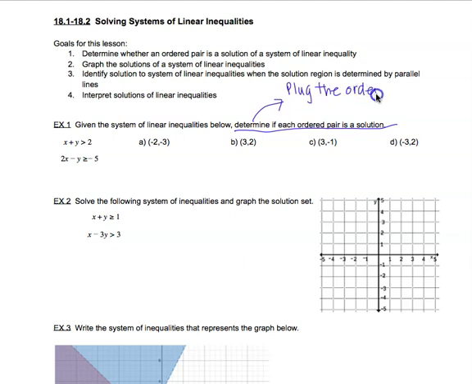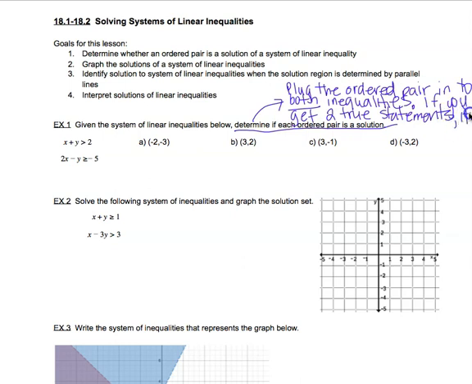the ordered pair in to both inequalities. If you get two true statements, it is a solution. So if you get one of the statements that is false, then that means it is not a solution. It has to work in both in order to be a solution. So you need two true statements is the key here.